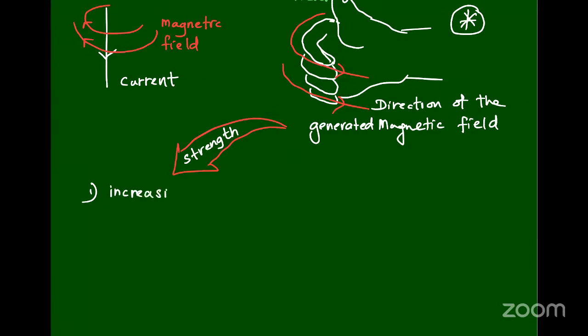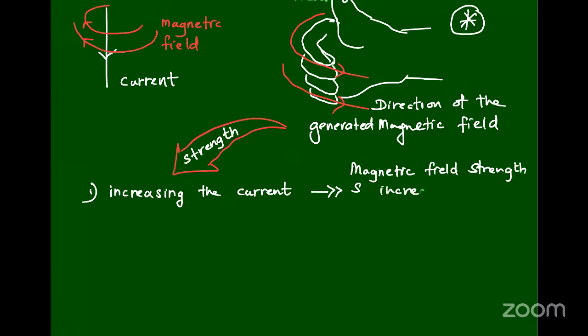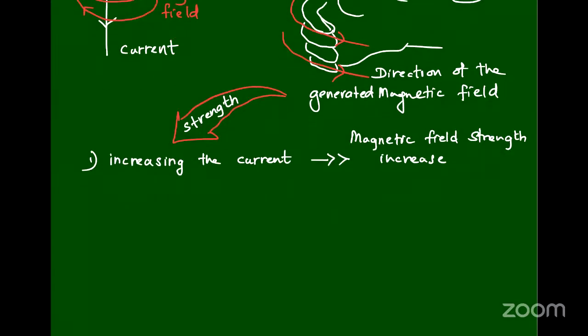Increasing the current will result in the magnetic field strength increasing. I'll write it like that: magnetic field strength increases.